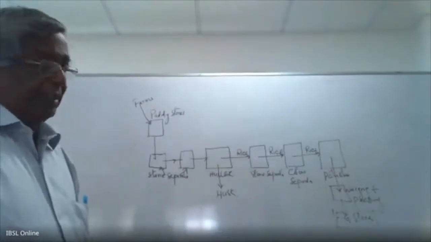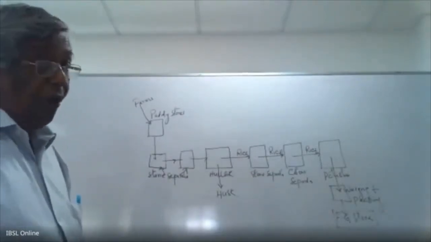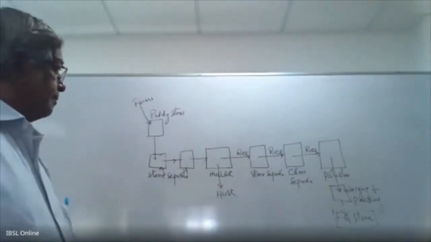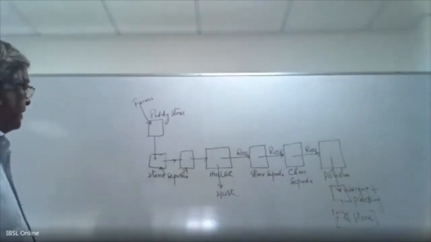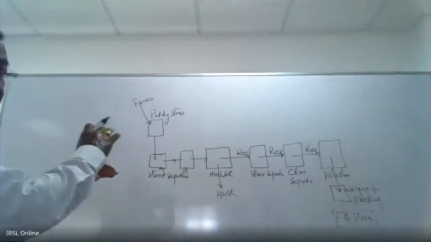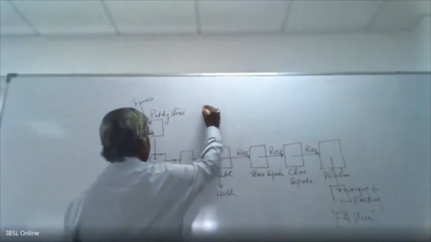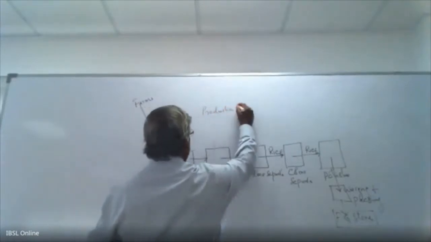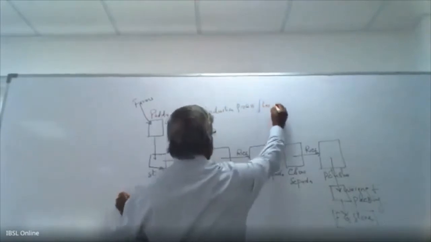So this is what we call the production process of raw rice. This is the production process for raw rice. And in this production process, we call it the production process flow chart.